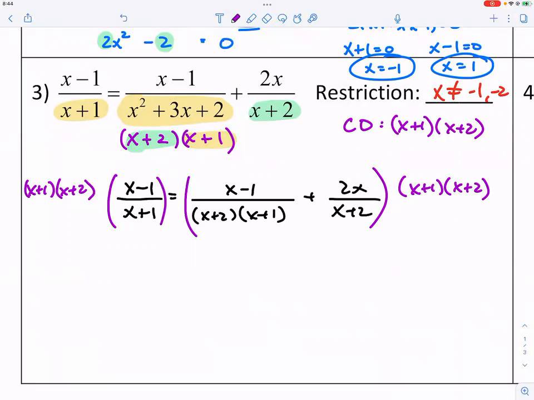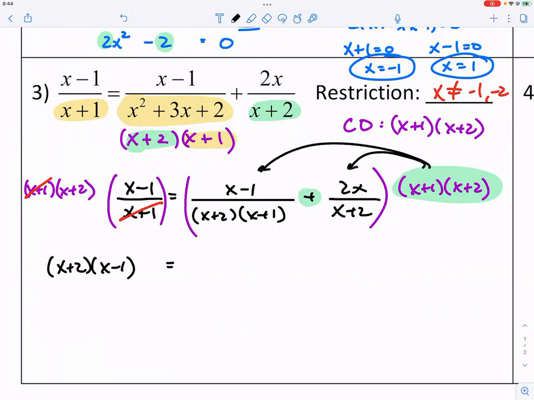So we have x plus 1 being canceled out. So on the left, you've got x plus 2 times x minus 1. So right here, I would say you will need to be ready to do FOIL. And then on the right-hand side, this is being multiplied into the parentheses because of the plus.